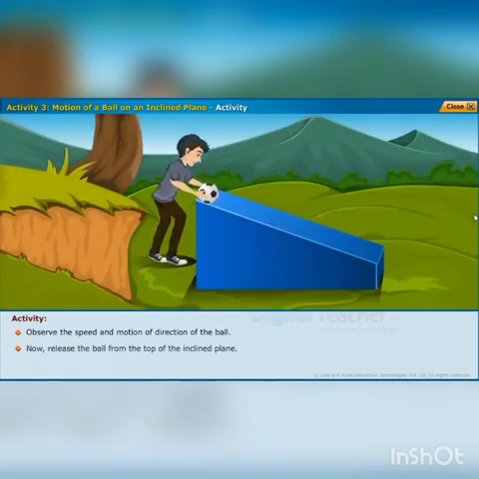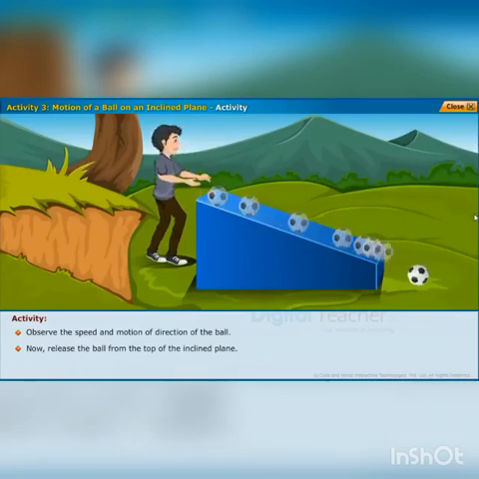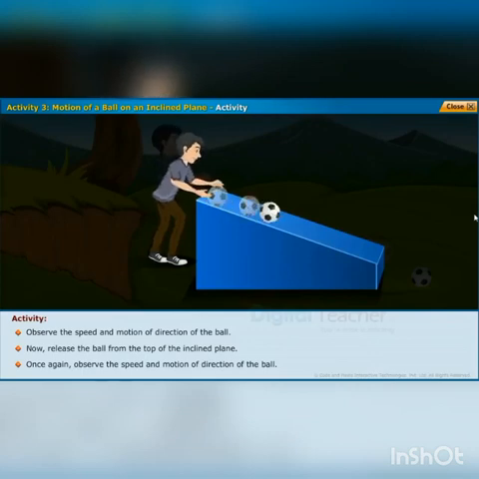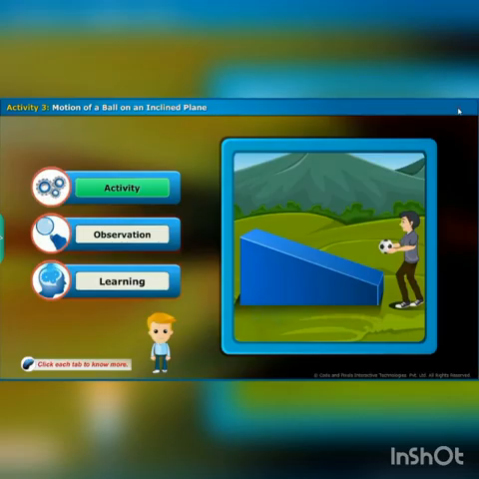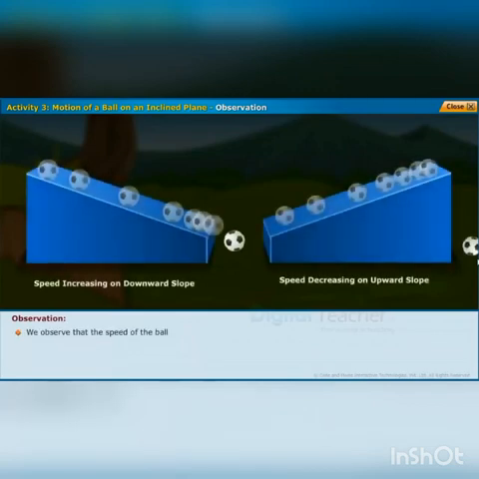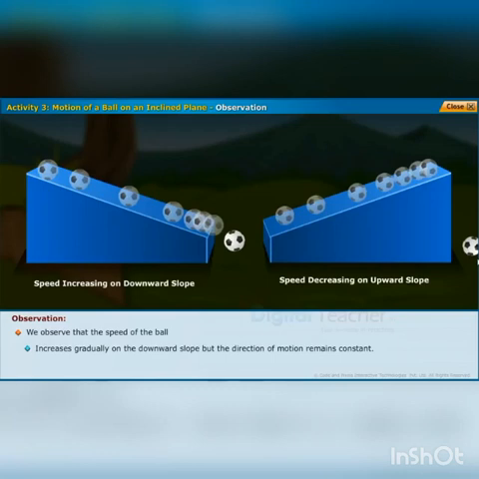Now, release the ball from the top of the inclined plane. Once again, observe the speed and direction of motion of the ball. We observe that the speed of the ball increases gradually on the downward slope, but the direction of motion remains constant. It decreases gradually on the upward slope, but the direction of motion remains constant.